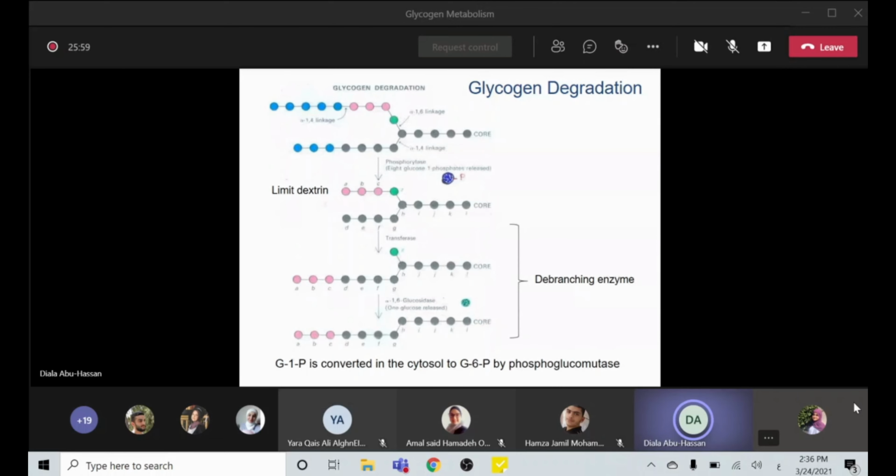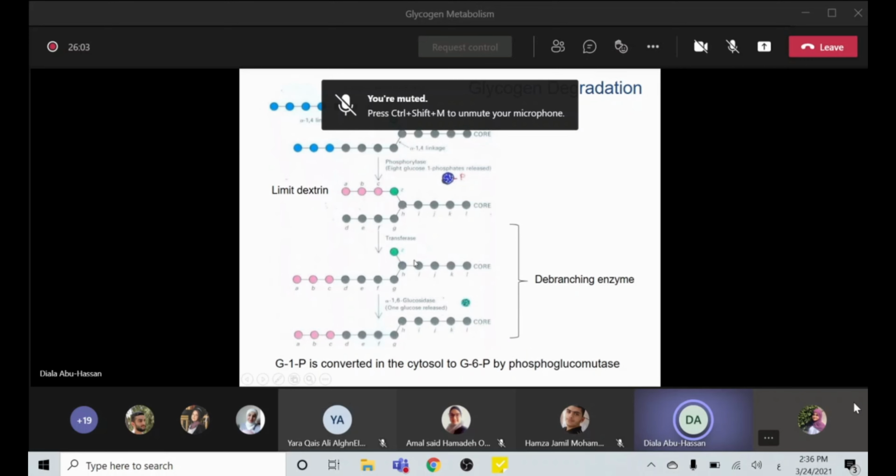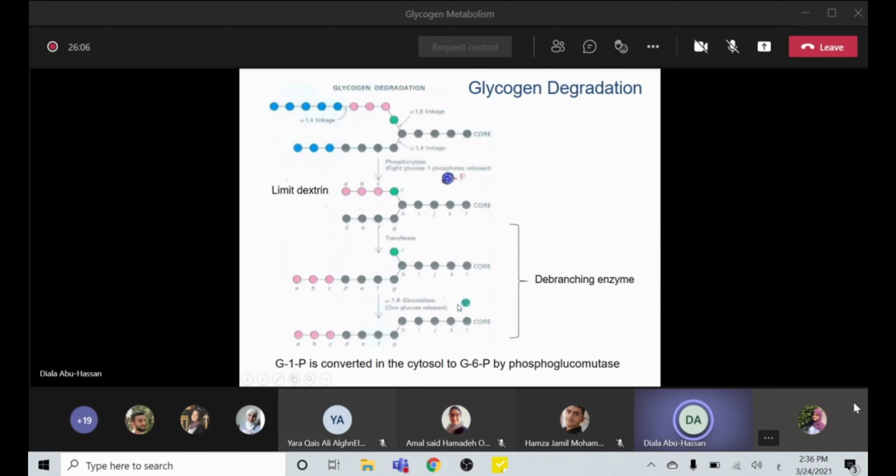Okay, then we have the glucose 1-phosphate residues released. We need, as I said, to convert them into glucose 6-phosphate by phosphoglucomutase. It's an isomerase enzyme, as you remember, and this isomerase converts it to a form that can be used. So in the muscle, for example, it can be used right away in glycolysis and be invested in the synthesis of ATP molecules.